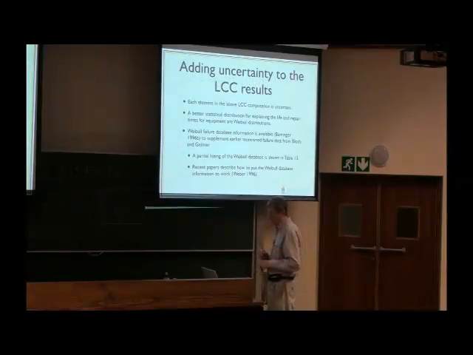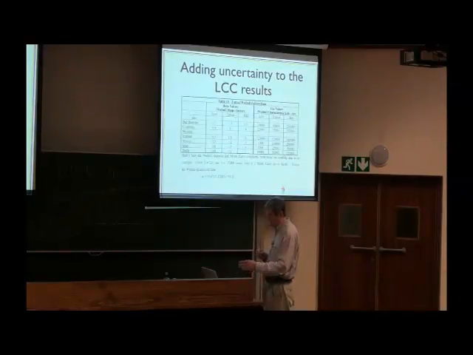Each element in the above lifecycle computation is uncertain. A better statistical distribution for explaining the life and repair times for the equipment are Weibull distributions. Weibull failure database information is available to supplement earlier mentioned failure data from Bloch and Geitner. A partial listing of Weibull databases is shown in Table 13. Recent papers describe how to put the Weibull database information to work. It's Weber. And there they have now typical Weibull failure data.